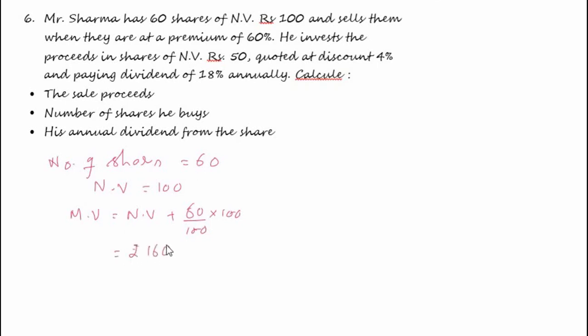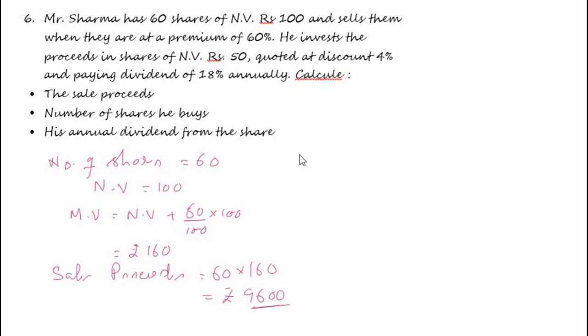So he sells them. So what is the sales proceeds here? He has got how many shares? 60 shares, into the value of each share. The market value is 160. So the total money that he gets is rupees 9,600. This is the sales proceeds.